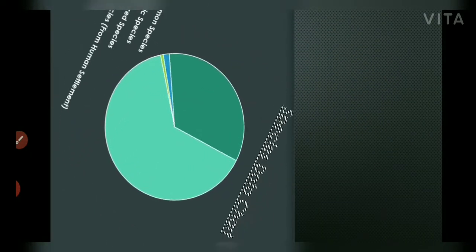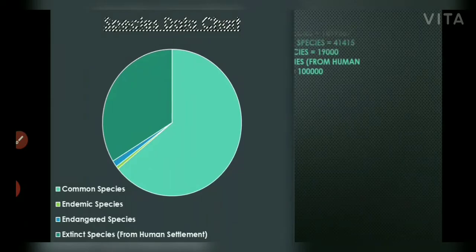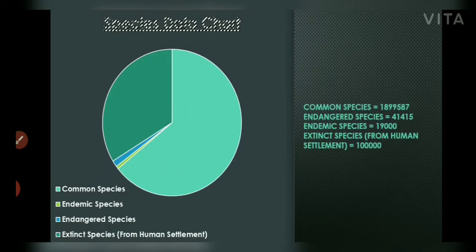So this is the species data chart. This is a pie chart which shows the species that are common species, which are 18,99,587. Then endangered species, that is 41,415. Then endemic species, which is about 19,000. Then there are extinct species from human settlement, that is about 1 lakh.